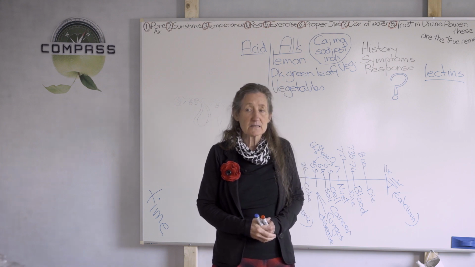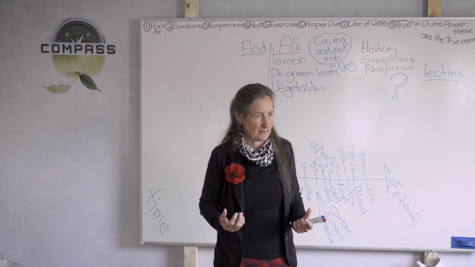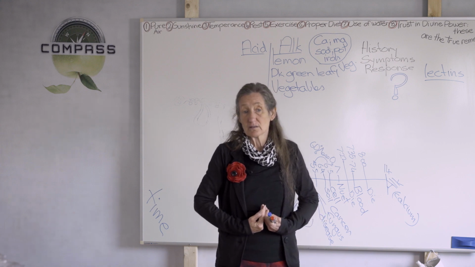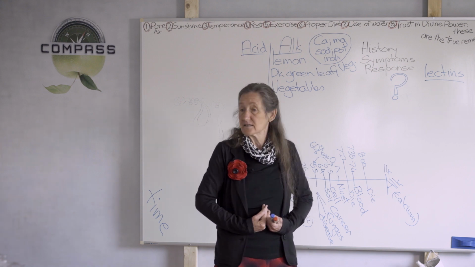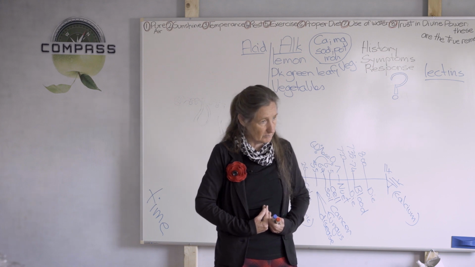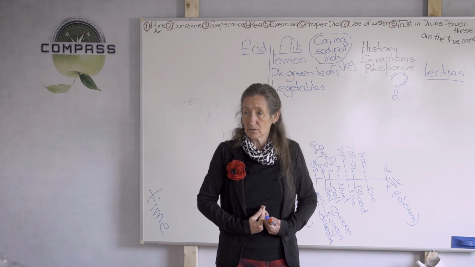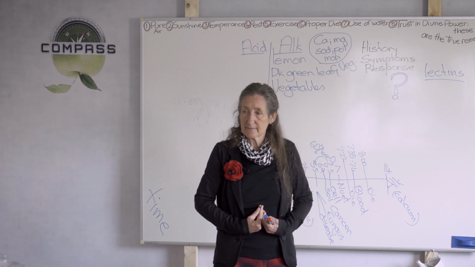When lectins get into your blood, they increase the inflammation. But if you've got strong gut flora, they disarm the lectins. So tomorrow when we go through the gut, we'll be looking at how you can strengthen your gut flora and what causes it to be depleted.